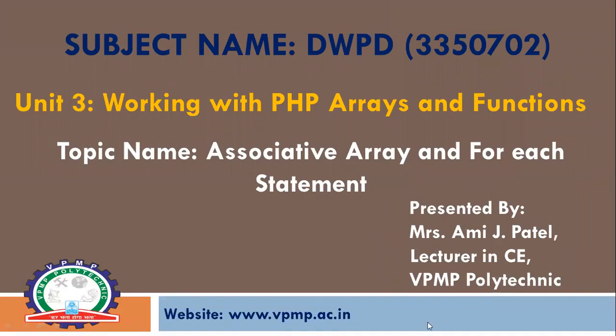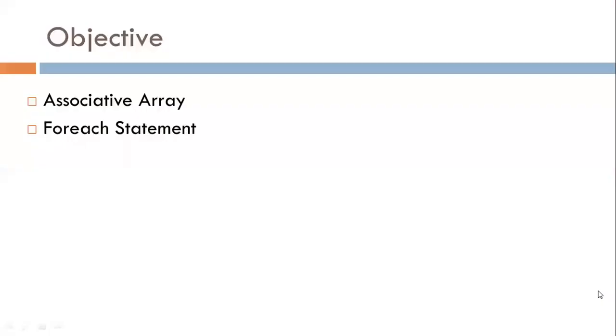Today we are continuing our unit 3, working with PHP arrays and functions, and the topic name is associative array and foreach statement. Objective: in this video we are covering what is an associative array, syntax of associative array, example of associative array, and then the foreach statement which is used with associative array.